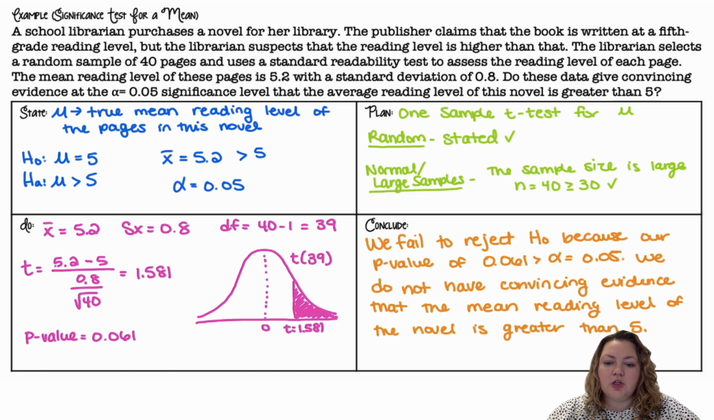And then our conclusion would be, because our p-value is greater than our alpha value, we fail to reject the null hypothesis because our p-value of 0.061 is greater than our alpha value of 0.05. We do not have convincing evidence that the mean reading level of the novel is greater than 5.